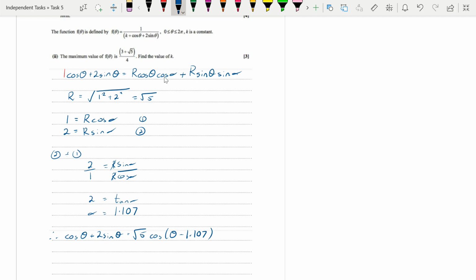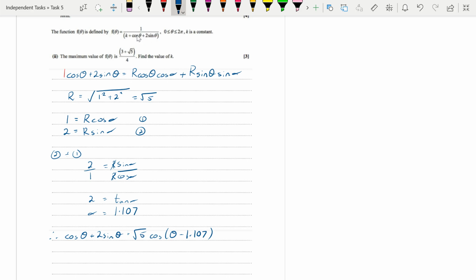Now this is part 2, and this one's a little bit different. The function is defined by f of theta, and it's given as this. You can see I've got the initial parts: cos theta plus 2 sine theta on the denominator, but I've also got this plus k. That's true for theta between 0 and 2 pi, and k is a constant. They're telling me the maximum value of this is 3 plus root 5 over 4, and I need to find the value of k.